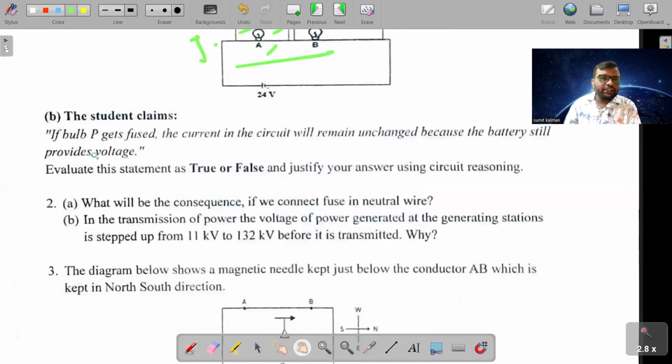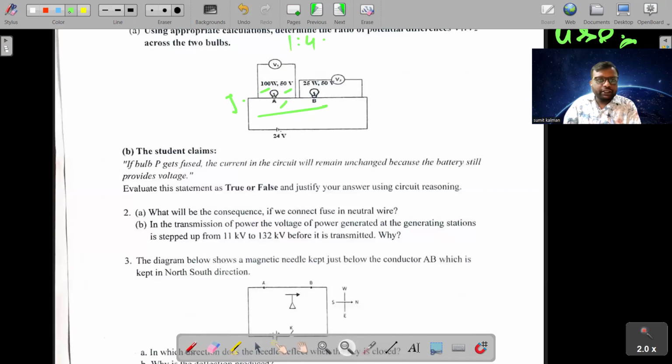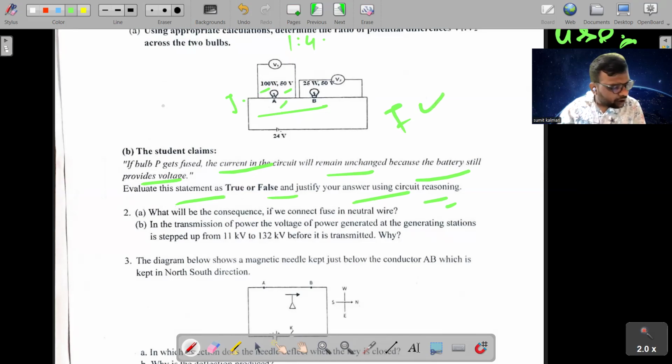the claim of the student is that bulb P gets fused. If bulb P gets fused, the current in the circuit will remain unchanged because the battery still provides voltage. Evaluate this statement as true or false and justify your answer using circuit reasoning. So this statement is false. Why? If one bulb fuses, then what will happen? Your circuit will be open and there will be no current flowing in the circuit.